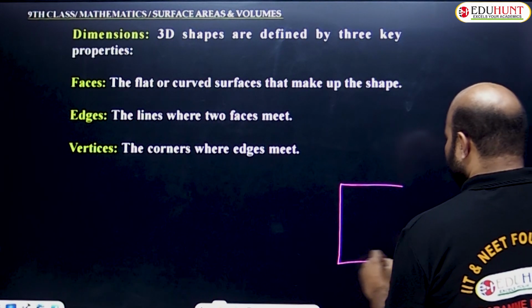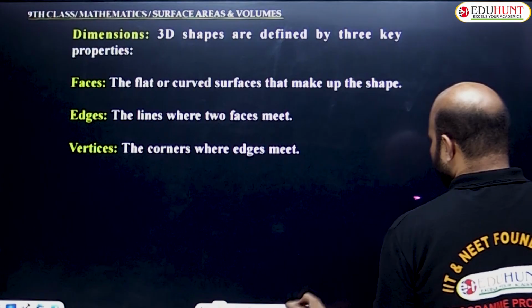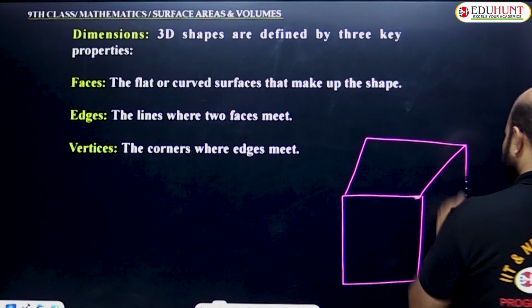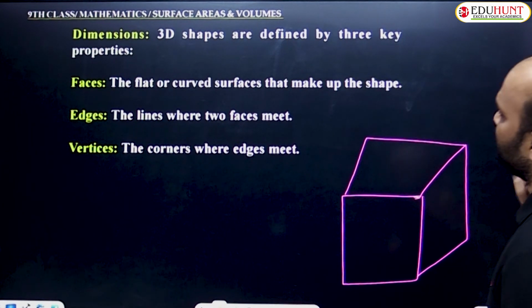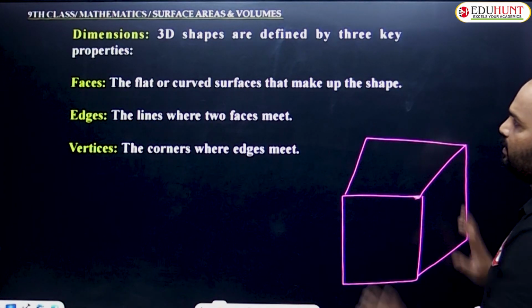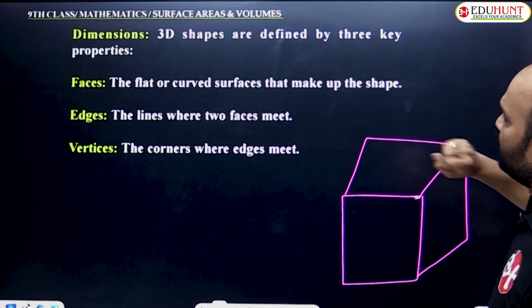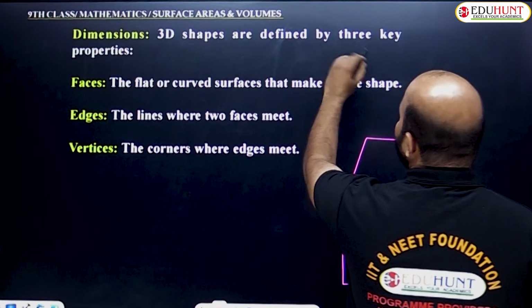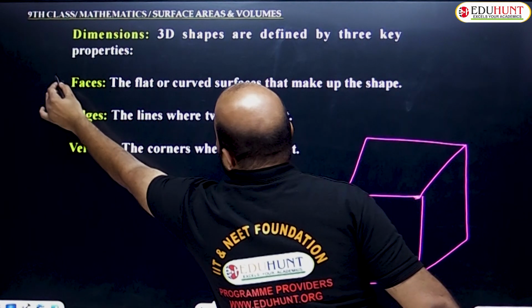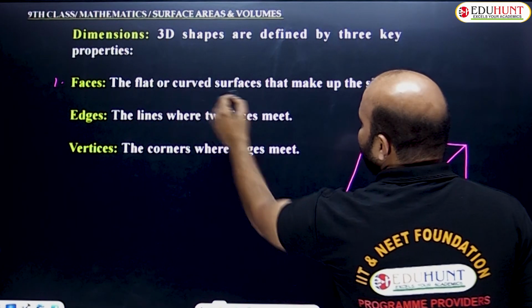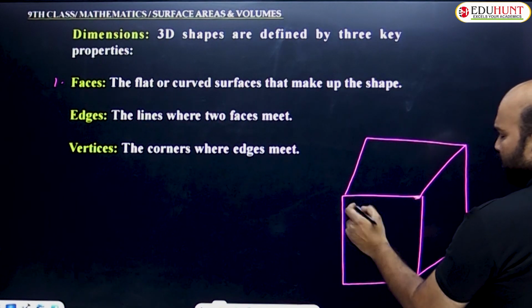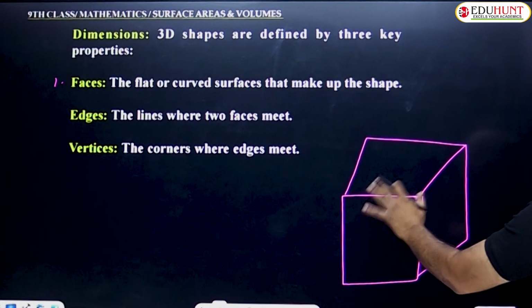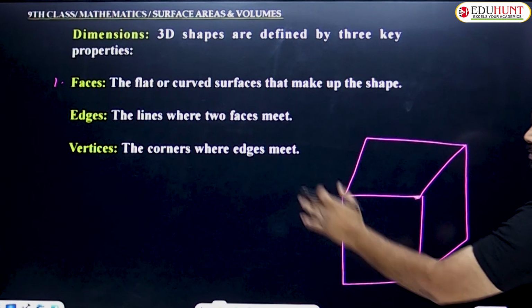3D contains volume. For example, what I have taken here is a cube. It is a solid cube. It contains 6 faces: top to bottom, front to back, left to right. It will be considered a solid 3-dimensional figure, nothing but a cube. 3D shapes are defined by 3 key properties. What is the first one? First one is faces, the flat or curved surfaces that make up the shape. Here the shape is a combination of 6 squares. The squares form what are called faces.